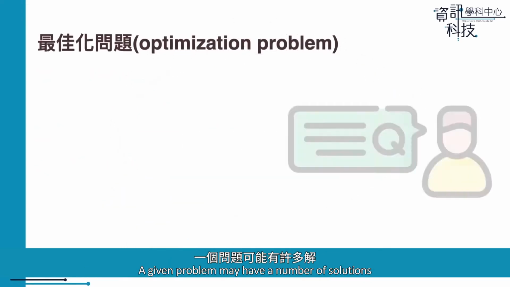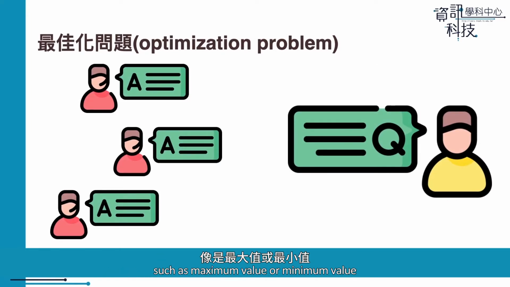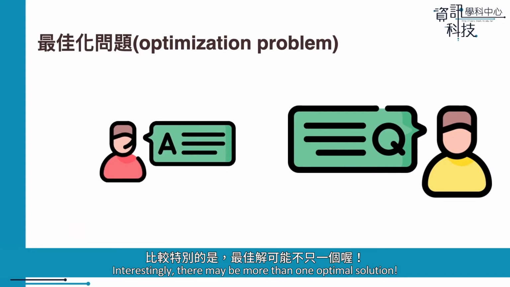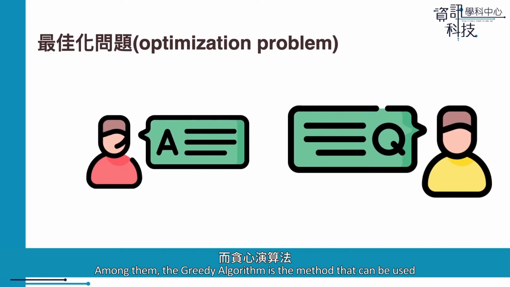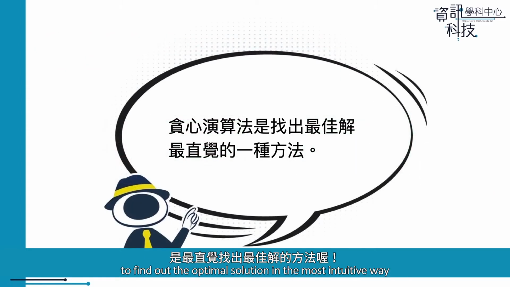A given problem may have a number of solutions, and you hope to find an answer that contains the best value, such as maximum value or minimum value, and this answer is called the optimal solution. Interestingly, there may be more than one optimal solution. Many algorithms can be applied to solve the optimization problem. Among them, the greedy algorithm is the method that can be used to find the optimal solution in the most intuitive way.